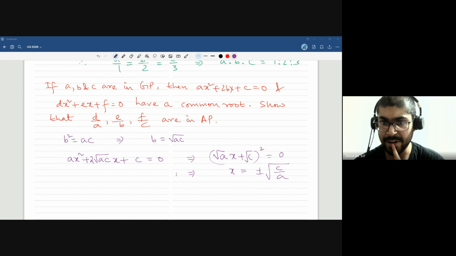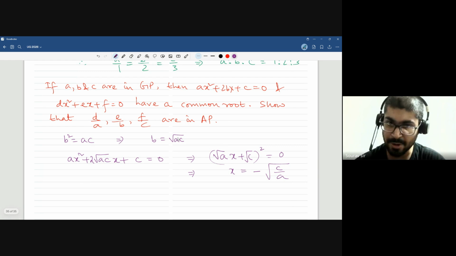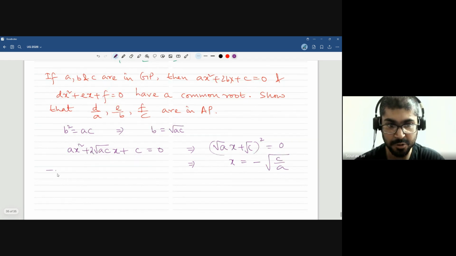This is a common root, right? So if this happens, this is equal to 0. That means it will be just minus. Okay, repeated root and equal root. So this will just be minus root c by a. Now, if there is only one root, then this is the common root. So minus root c by a is the common root.